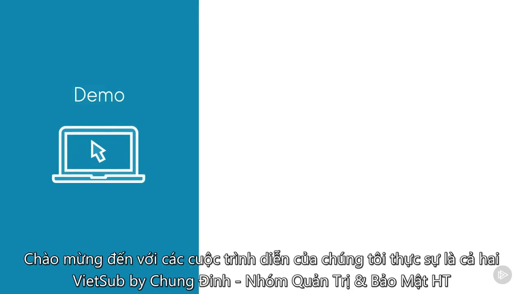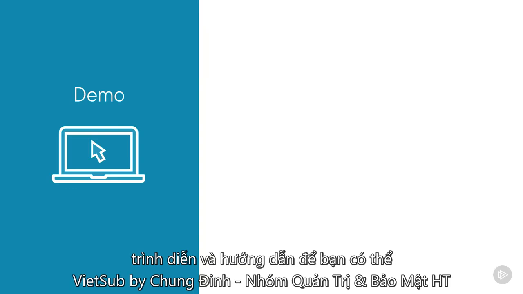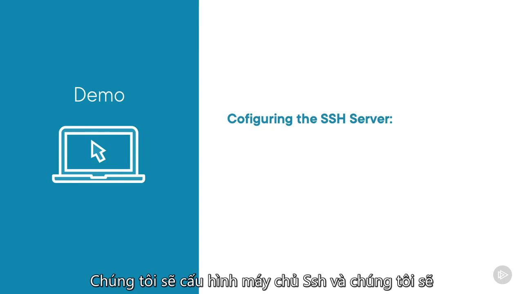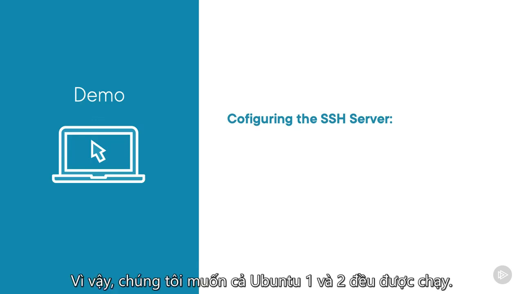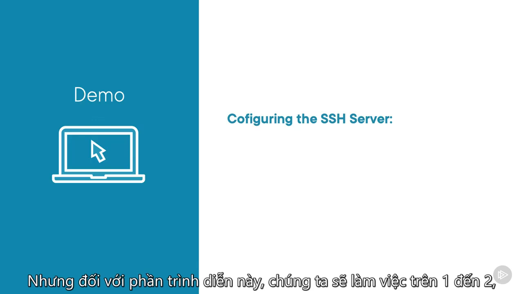So yes, welcome through to our demonstrations, which are really both a demonstration and an instruction guide for you to be able to follow through on your own systems. We're going to be configuring the SSH server, and we'll be configuring this on our Ubuntu 2 system. So we want both Ubuntu 1 and Ubuntu 2 up and running. But for this demonstration, we'll be working on Ubuntu 2.